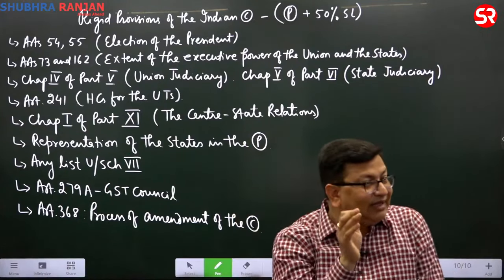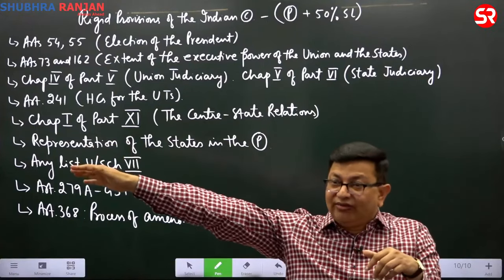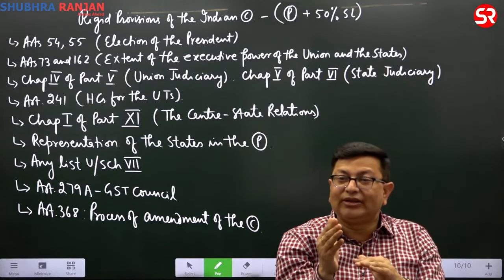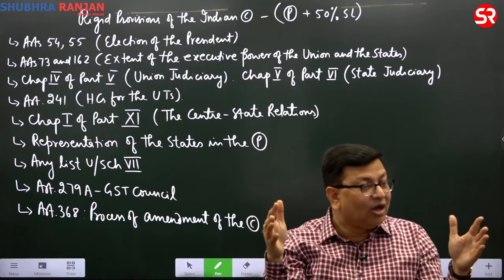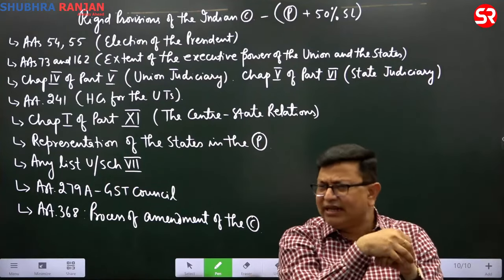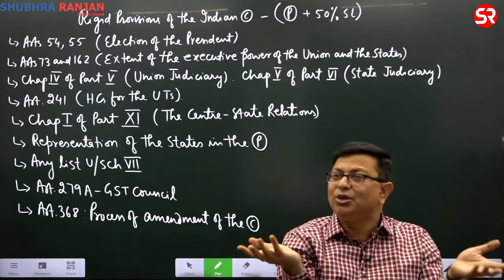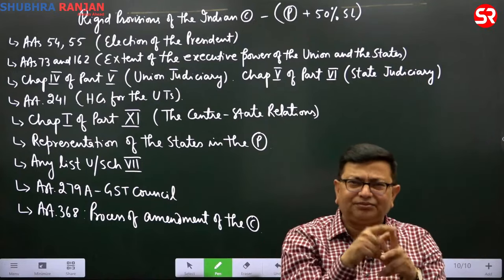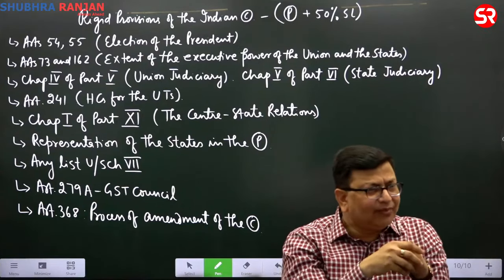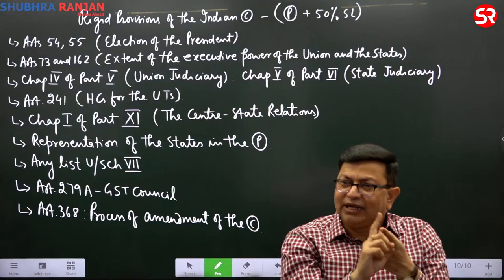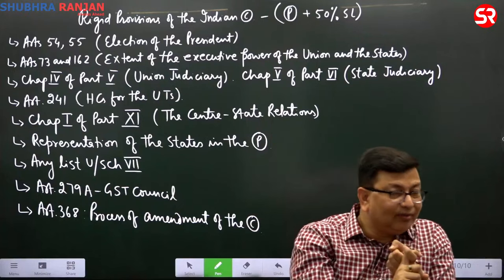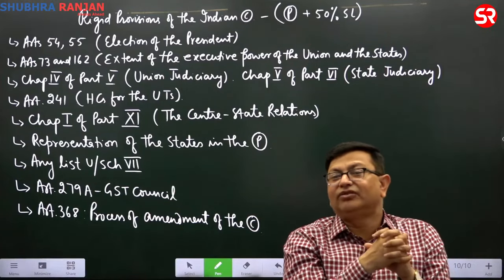And then Article 73, what will be the extent of the power of the union executive? You can pass a bill that the power of the union executive can be extended, or the power of the state executive can be extended. Get it ratified by 50% of the state legislatures. If they say yes, you can do that. And then the provisions related to the union judiciary, the state judiciary: not a single article related to the Supreme Court, High Courts or the subordinate courts can be altered without the consent of 50% of the states.